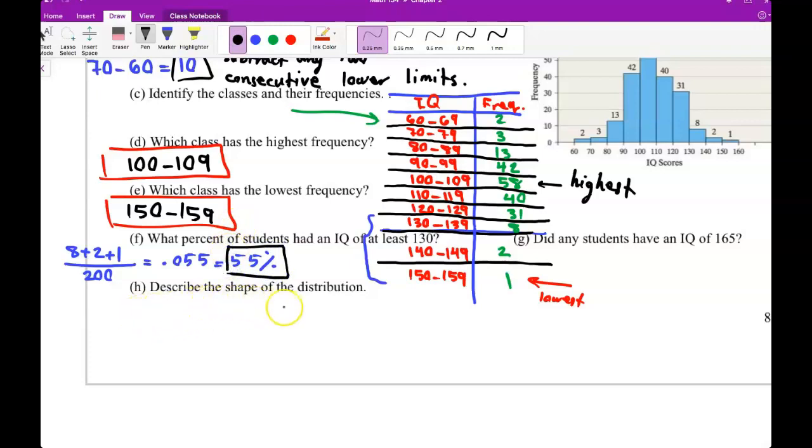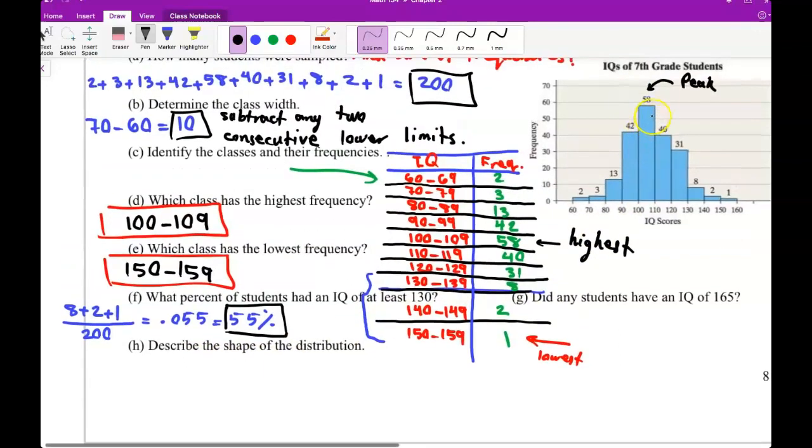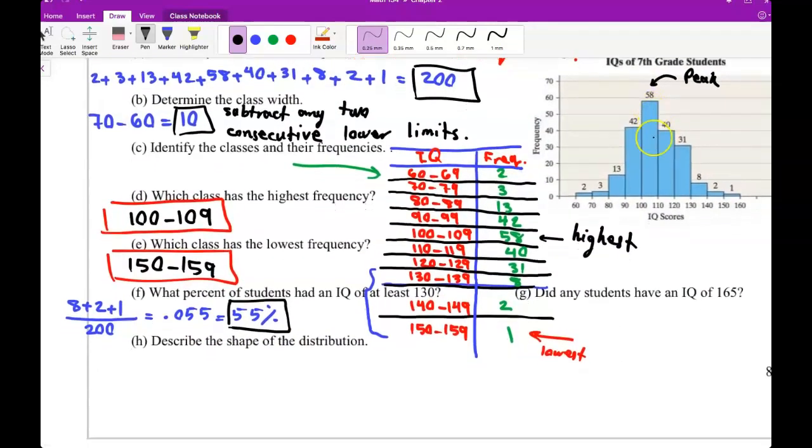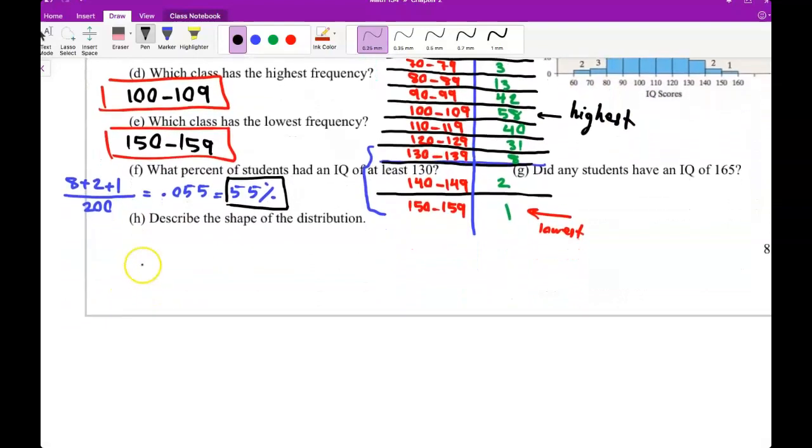Part H, describe the shape of the distribution. As I said, since we have the highest frequency in between, this one is bell-shaped.